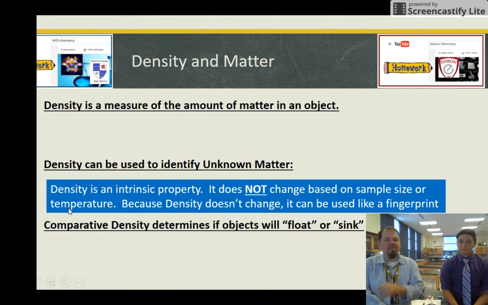And density is also an intrinsic property. It does not change based on the sample size or the temperature. Because this doesn't change, it can be used like a fingerprint. And if Monaco was here, he would tell you he had a cool story. He actually did this for a student. A student came in who had been able to hold a chain for a day before he wanted to buy it, and he came to Monaco to find out if it was real gold or not.